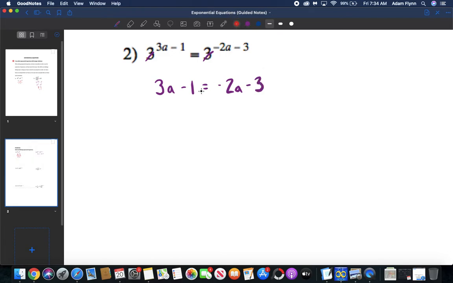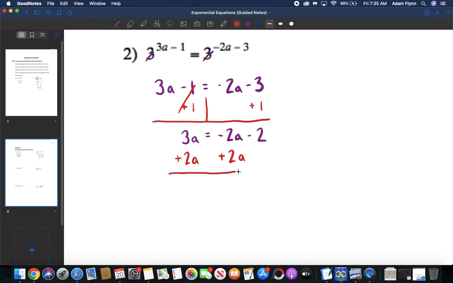Okay, I'm going to get my numbers on one side and my a's on the other side. So how about I add 1 to both sides? If I do that, negative 1 plus 1 is going to cancel. So I'm going to be left with 3a on the left side, my equal sign. I've got negative 2a on the right side, and negative 3 plus 1 is going to be negative 2. Okay, now I need to move this negative 2a over to the left side by adding 2a. When I do that, my 2a's cancel on the right. 3a plus 2a is going to be 5a. And on the right side, I'm left with just this lone negative 2.